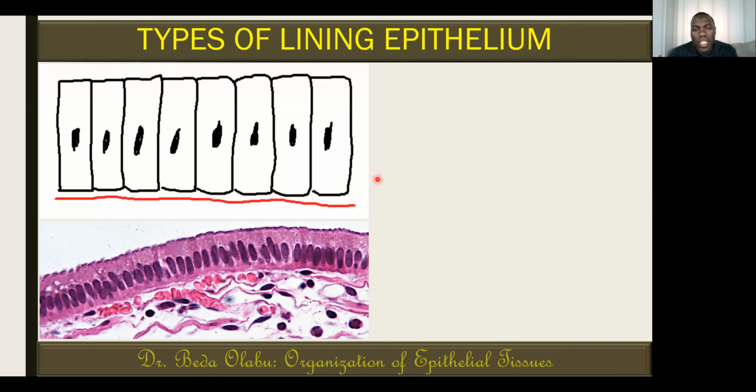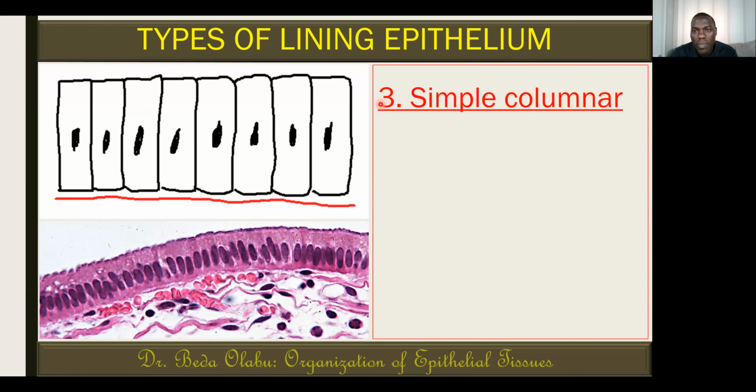The third type of epithelium I want us to talk about is this one, where we have one layer of tall cells. When you have one layer of tall cells, then you want to call it simple columnar epithelium. This is how simple columnar epithelium would look like. You can appreciate what I told you about the shape of the nuclei when you have columnar epithelium. You can also appreciate that the nuclei tend to be in one level, and that's why we are calling it simple.